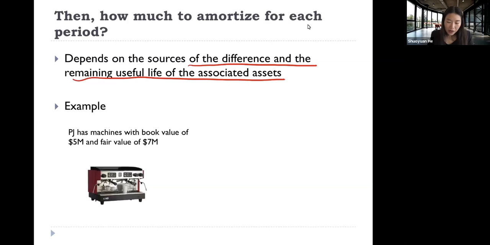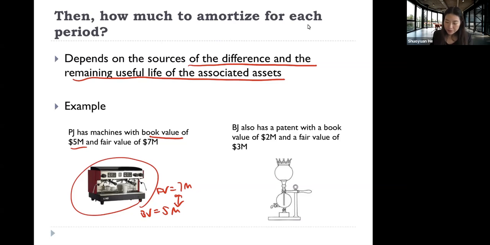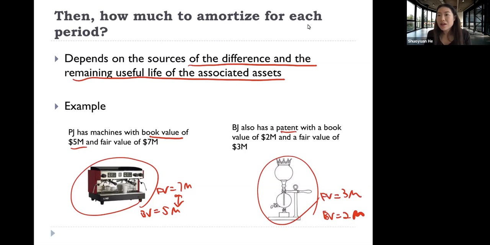For example, PG Coffee may have a machine and the book value of the machine is 5 million. That is the book value. The fair value is 7 million. So now the company is paying more, maybe because it has a machine which has fair value more than the book value. So that is one source of the difference between the purchase price and the net book value of the equity stock. And then the firm may have a patent with the book value 2 million and fair value 3 million. So now you identified another source of this excess payment.